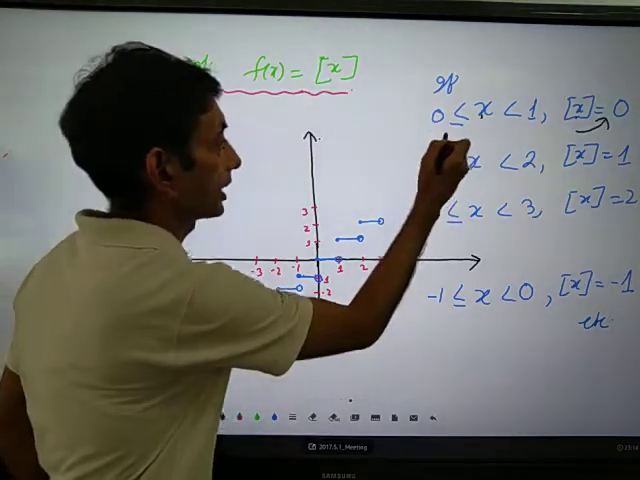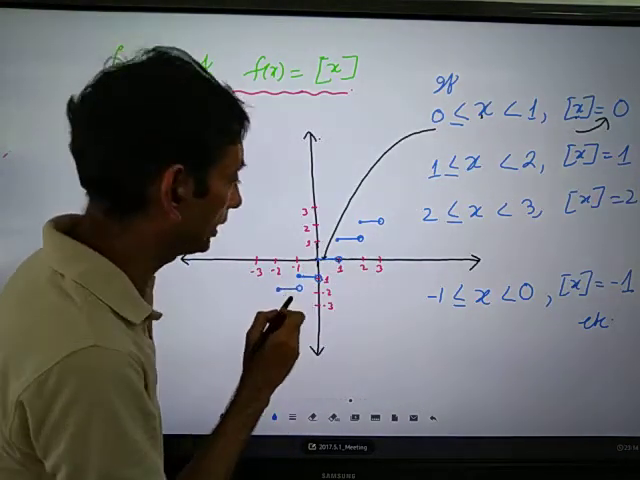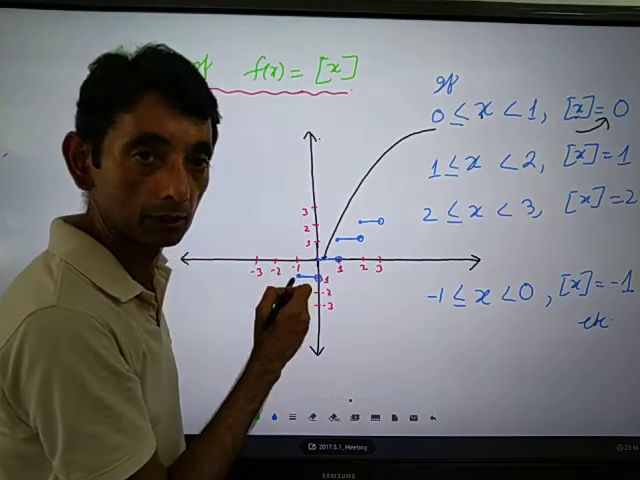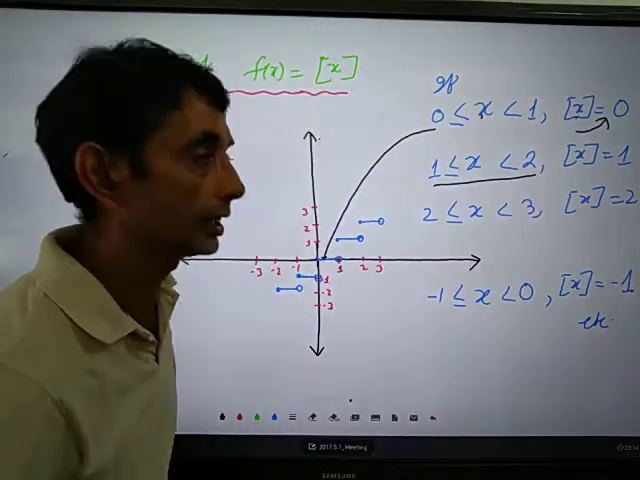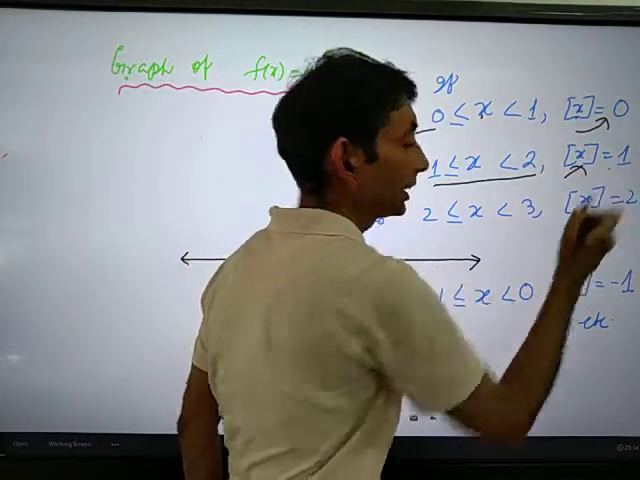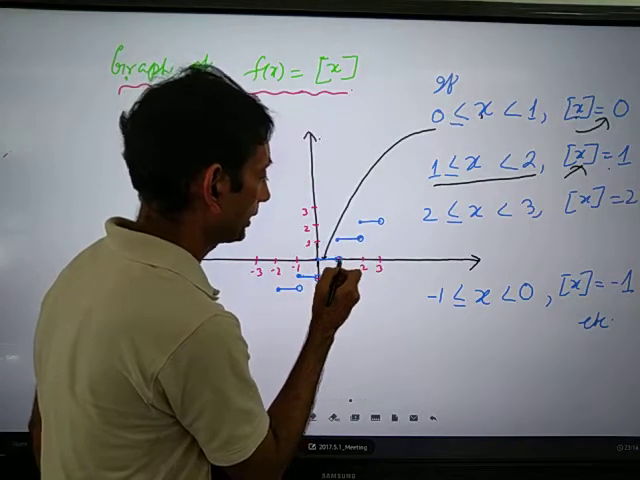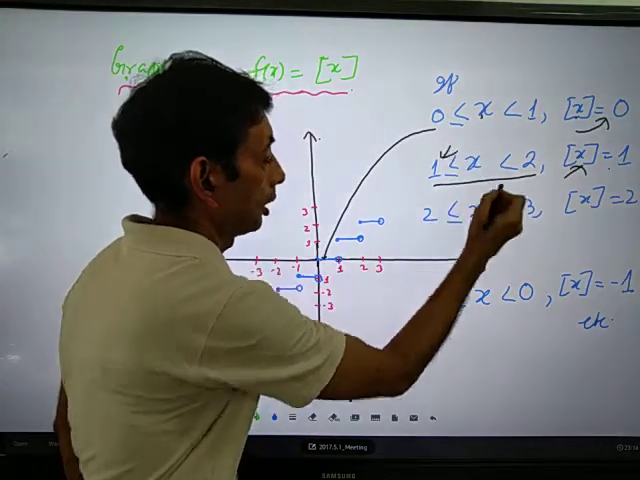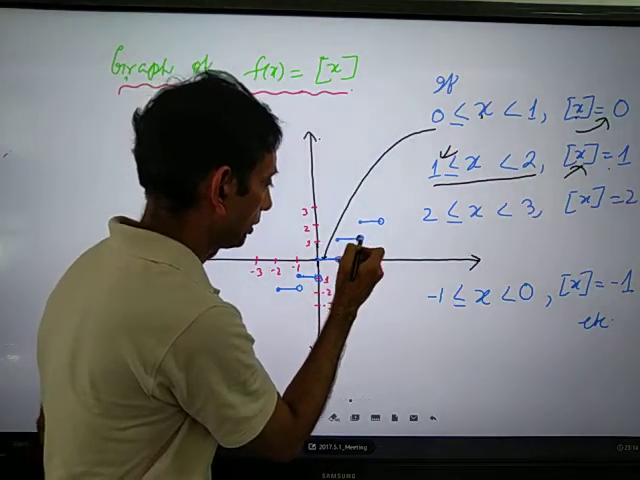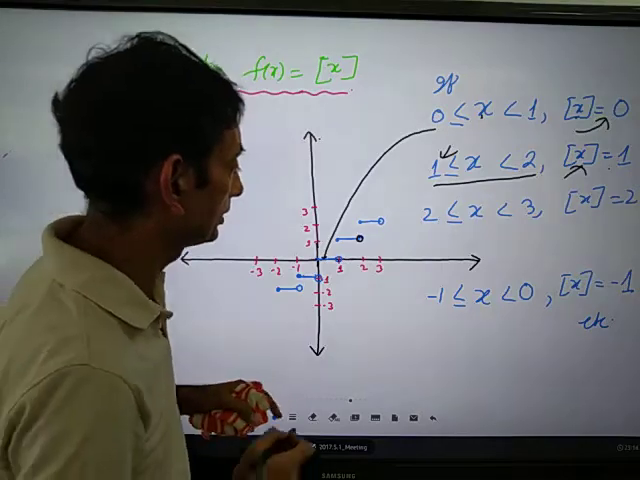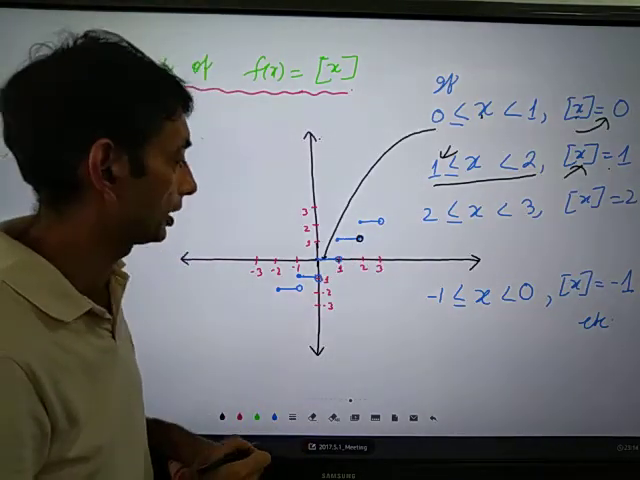Okay, therefore this graph can be drawn from this point to this, but remember that here 1 is excluded, right? Similarly, if you draw the graph between 1 and 2, here f(x) will be equal to 1. So this is 1, this is the graph, and x starts with 1, but 2 is excluded. From this circle we understand that 2 is not a part of that particular graph.